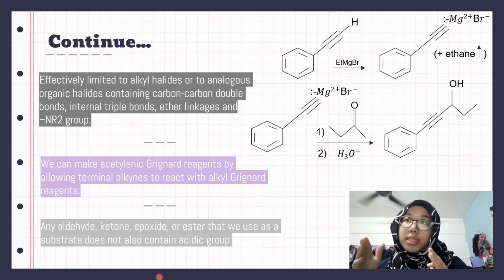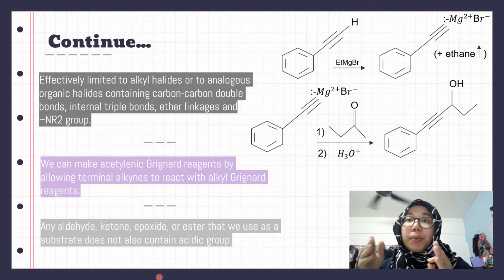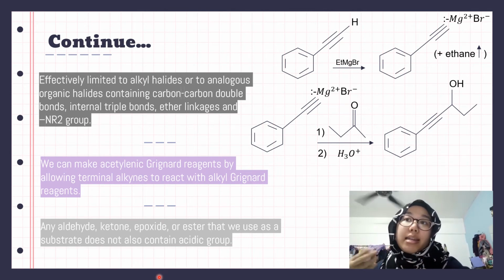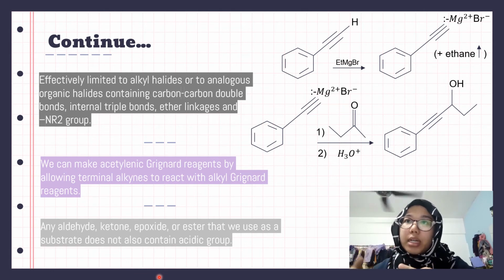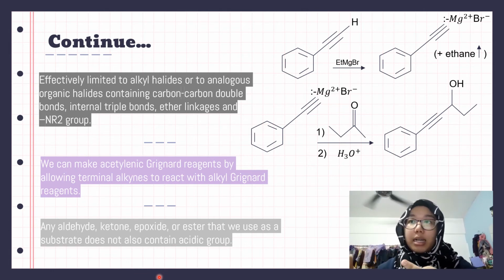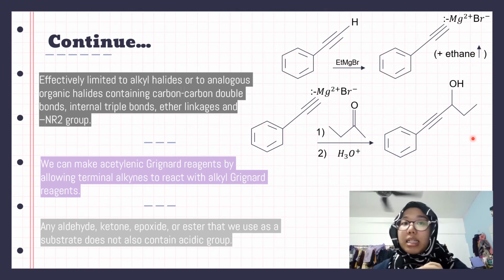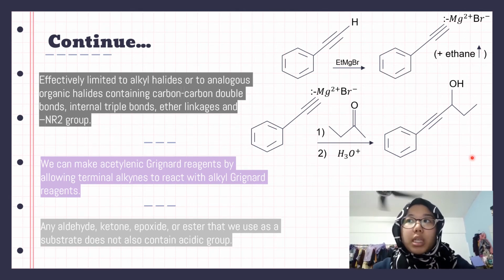Here, we just need to take good care while preparing a Grignard reagent, since it is so sensitive towards acidic compounds. Other than that, we can make acetylenic Grignard reagents by allowing terminal alkynes to react with alkyl Grignard reagents. Here I give you an example from the Wiley textbook. So you guys just turn to page 558.